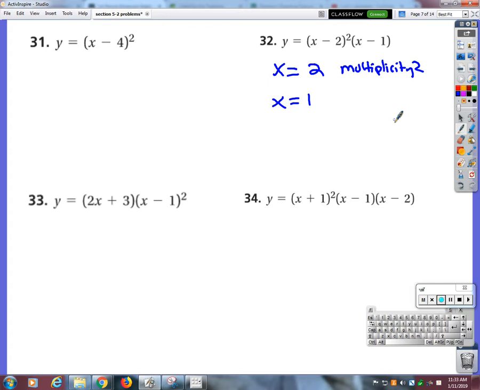What number makes x minus 4 equal to 0? Positive 4, and since that is being raised to the second power, it will have a multiplicity of 2. X equals 4, multiplicity 2. Okay? All right, I will take those from you. Okay, what makes this be 0?